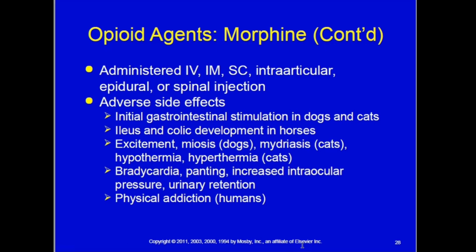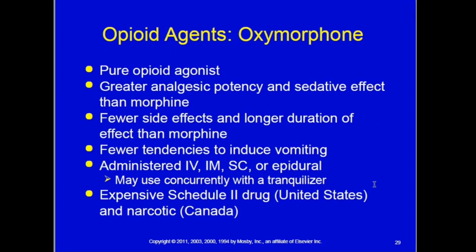Adverse side effects: increased gastrointestinal stimulation in dogs and cats, and ileus and colic development in horses. Then there may be miosis. The patient may have bradycardia, increased intraocular pressure, and urinary retention, and sometimes there may be physical addiction in humans if the patient takes morphine tablets or IV injections continuously. Sometimes we use these morphine tablets in cancer patients to relieve pain. Sometimes these cancer patients become addicted to morphine tablets.